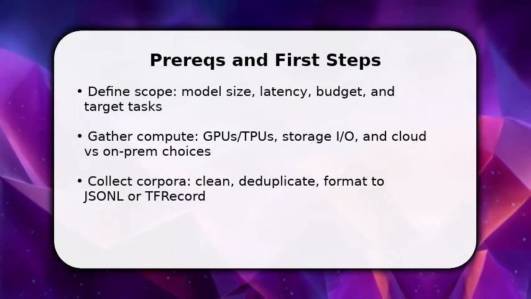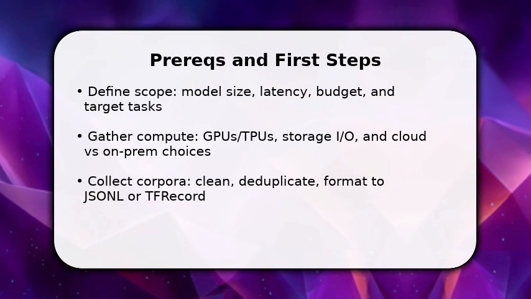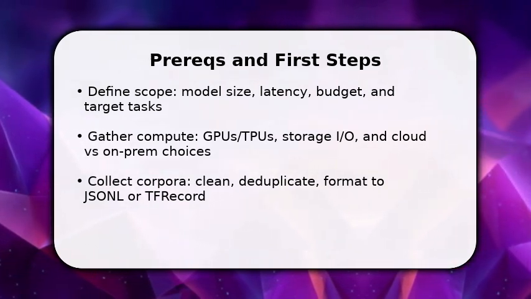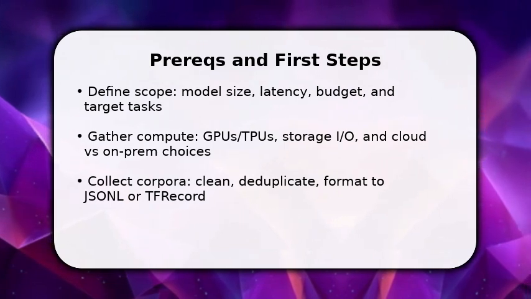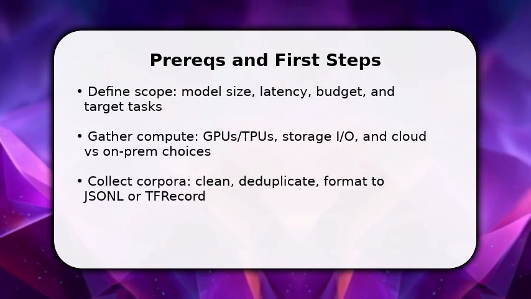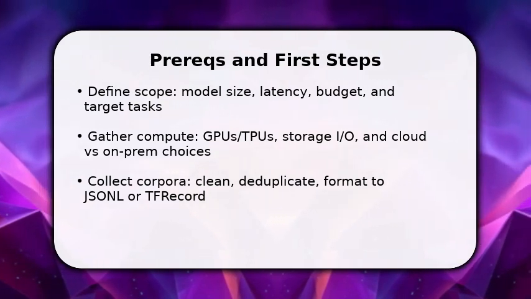Next, assemble datasets, web text, domain data, and aligned instruction pairs, deduplicate and normalize into JSON/TFRecord. These first steps mean you can run experiments immediately, so validate a tiny pipeline end-to-end before scaling up.